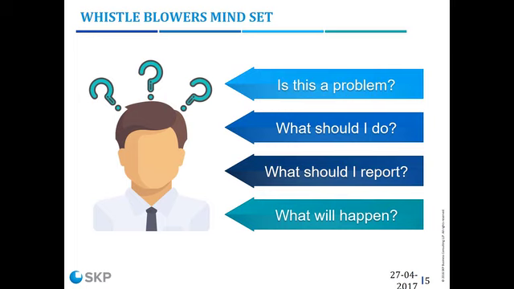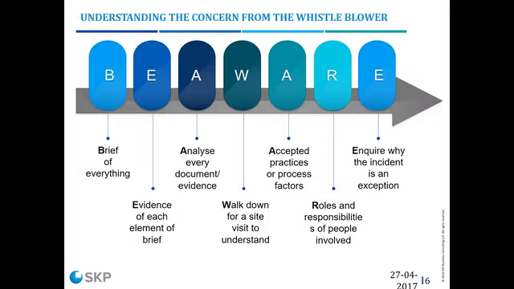A whistleblower manages to get out of this mindset and then reports. Hence, we need to be aware that not all the facts that he brings onto the table may be completely valid. A lot of information could be fictional. Now, how to understand from a whistleblower? There is a method called BE AWARE. The investigators should use this method for gathering information from the whistleblower.